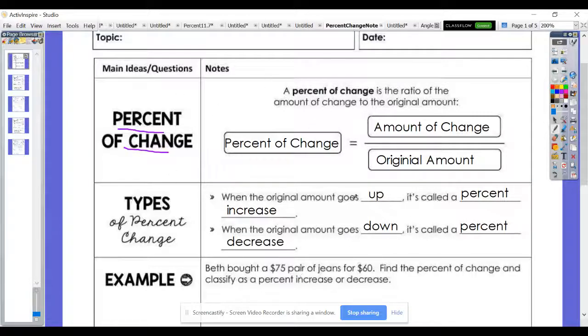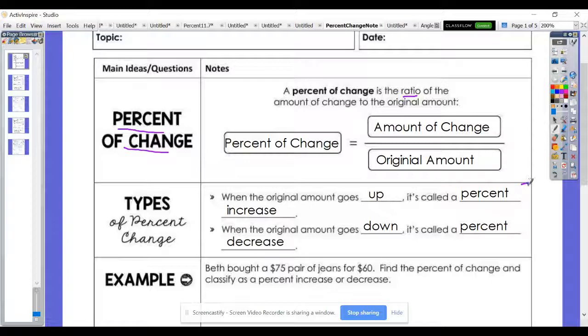So this top part of the notes has been filled out for you. So take a second to write down what it says. It says a percent of change is the ratio, that word keeps coming back to us, of the amount of change to the original amount. So we've got a little formula down here. My percent of change equals, and then they have a ratio for us, the amount that the change was over what the original amount was.